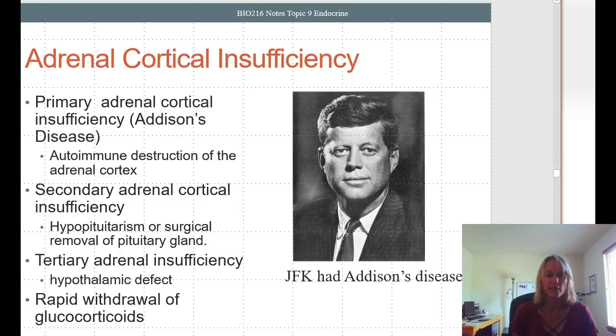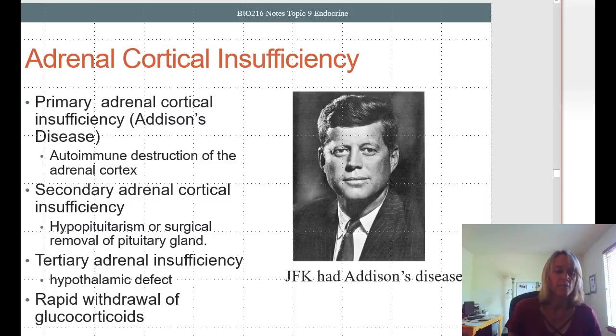Okay, so let's look at adrenal cortical insufficiency. A primary adrenal cortical insufficiency is also referred to as Addison's disease. And this is caused by autoimmune destruction of the adrenal cortex. Secondary adrenal cortical insufficiency is going to be due to a problem of the pituitary gland, so hypopituitarism or maybe surgical removal of the pituitary gland. A tertiary adrenal insufficiency would be due to a problem with the hypothalamus. We can also see adrenal cortical insufficiency with a rapid withdrawal of glucocorticoids. And let me explain how that would work.